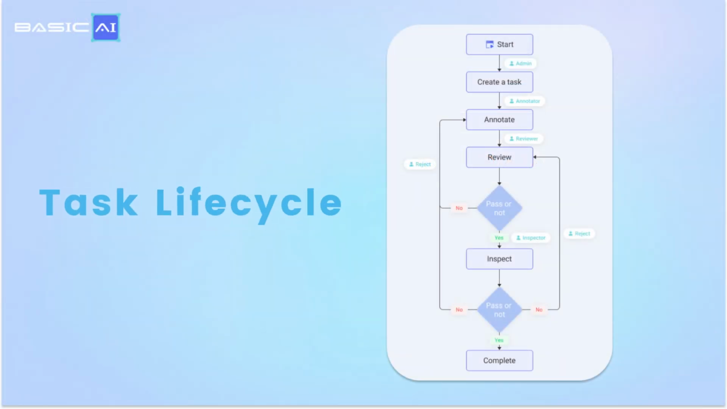Let's take a look at the lifecycle of a task first. The basic lifecycle of each task is firstly created and configured by the team admin, then annotated by an annotator, reviewed by a reviewer, and at last accepted by an inspector. In the review and acceptance stages, data in the task could be rejected to previous stages if the reviewer or inspector finds the data results incorrect.